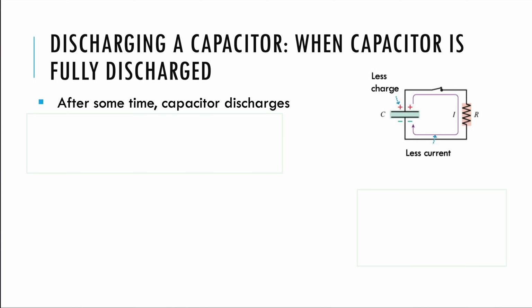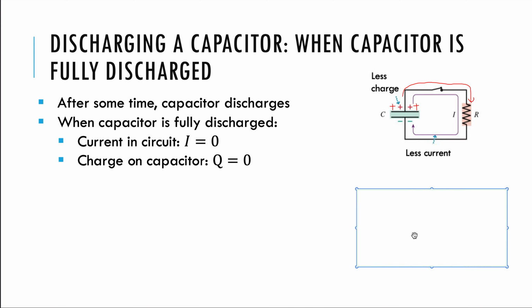Now, what happens after the switch is closed? Well, the capacitor is going to start to discharge. So the charge that was on here is going to flow through here, and there's going to be some collisions in the resistor, and there's going to be some energy dissipated as heat. So it's going to discharge through the resistor.